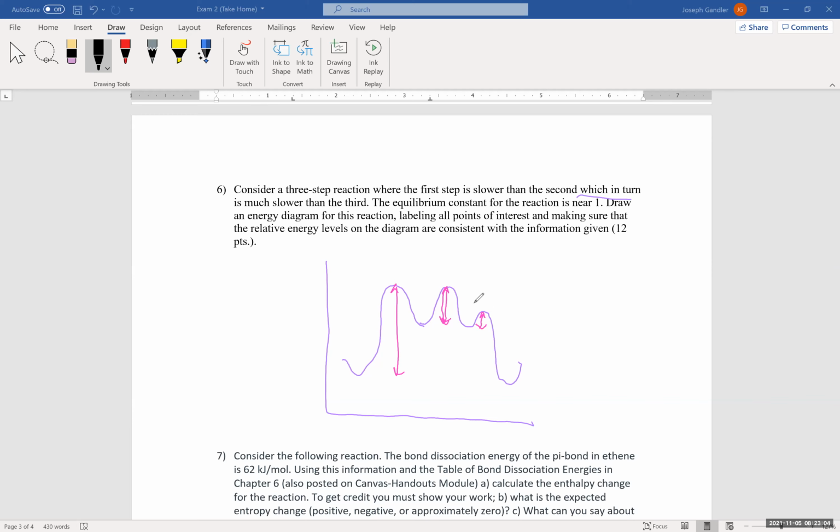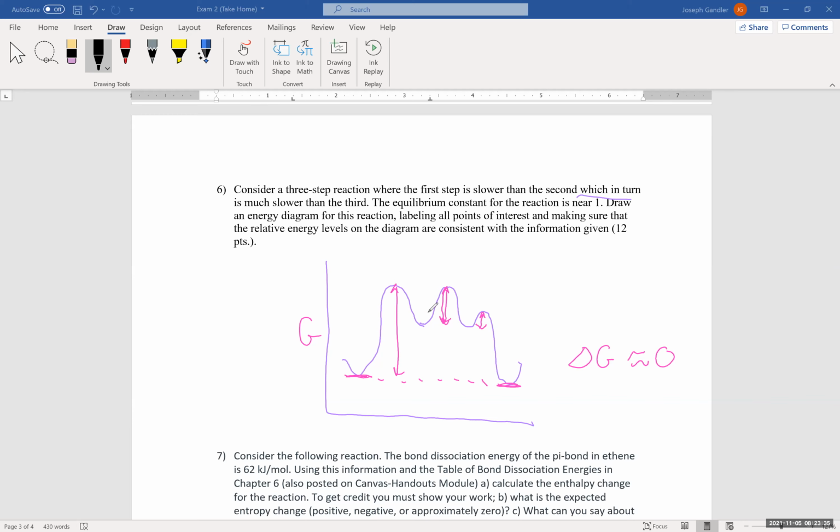It doesn't have to look exactly like that, but the relative barriers should reflect the fact that the first barrier is bigger than the second, and the second one is considerably bigger than the third. The equilibrium constant is near 1. That means the free energy of the reactants and products are the same, right? So delta G would be approximately 0. That gives an equilibrium constant of 1.